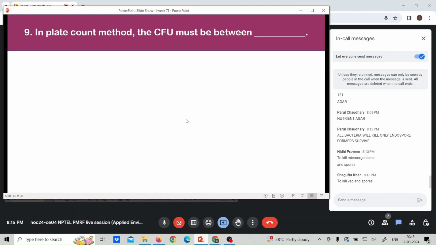In a plate count method, the CFU must be between dash for valid results.